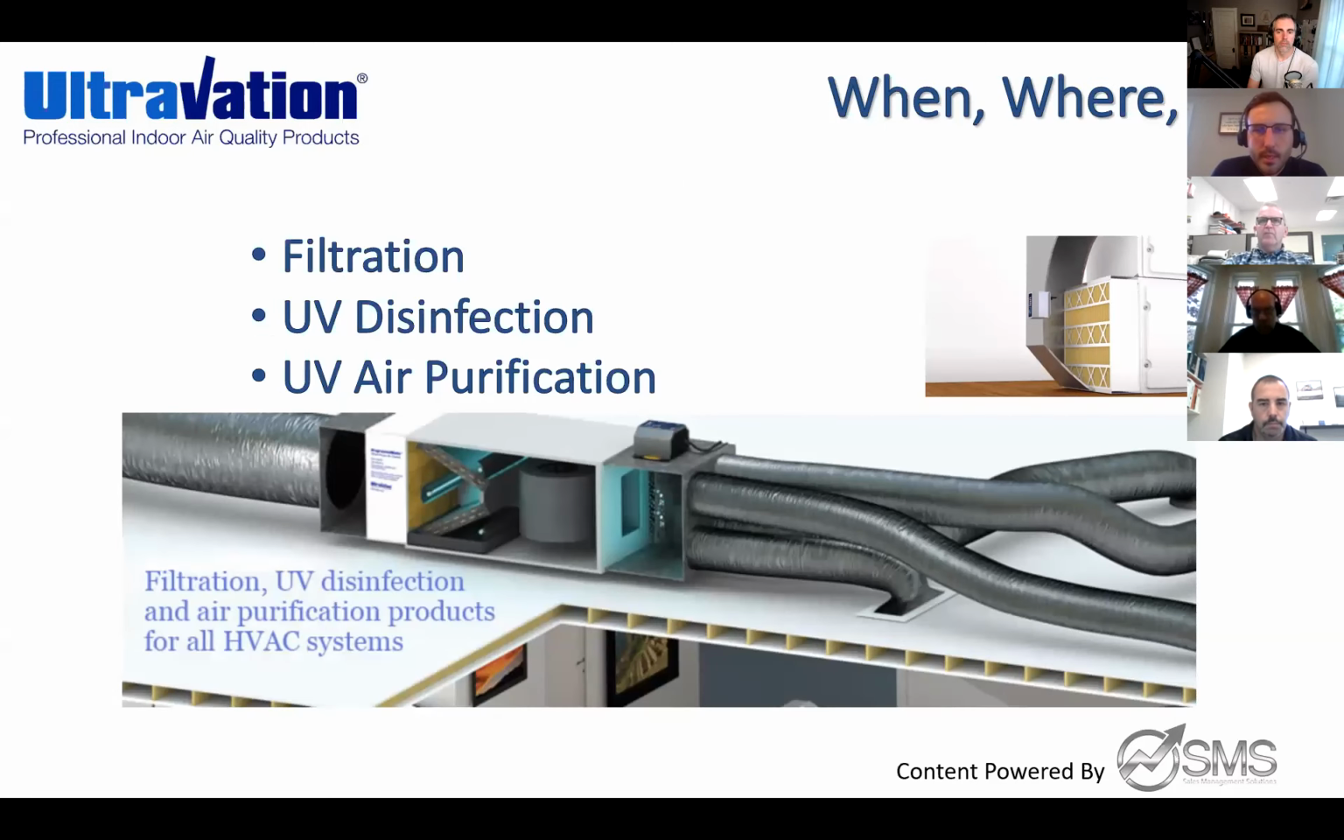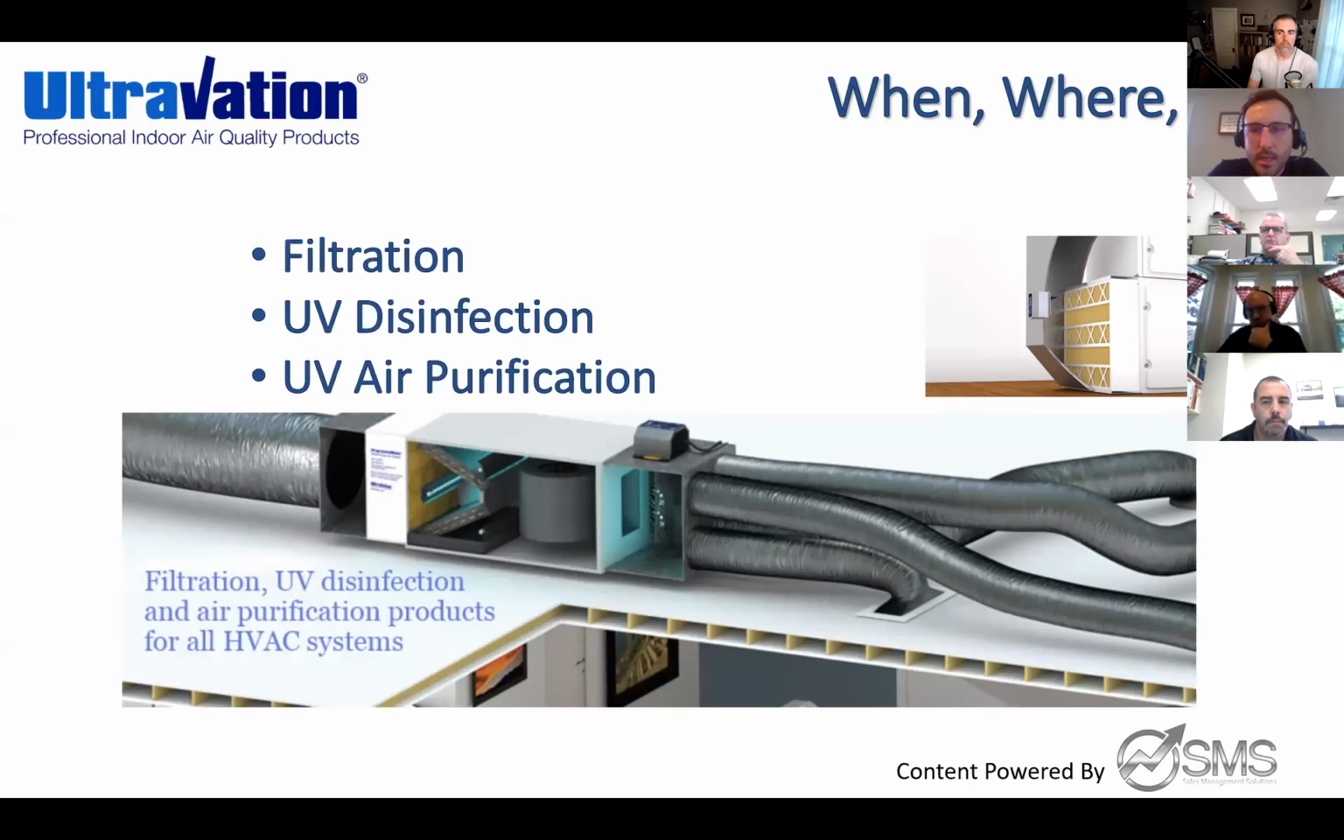So questions we always have to ask is when, where, and why. So we're going to look at filtration, we're going to look at UV disinfection, and we're going to look at UV air purification. So this is a picture to kind of get an idea of what a residential situation looks like and how you can do kind of a full air and surface level disinfection. So if you wanted to go all out and outfit your entire system, this is what it's going to look like. The first picture you see there in the upper right hand corner is our Orion product.